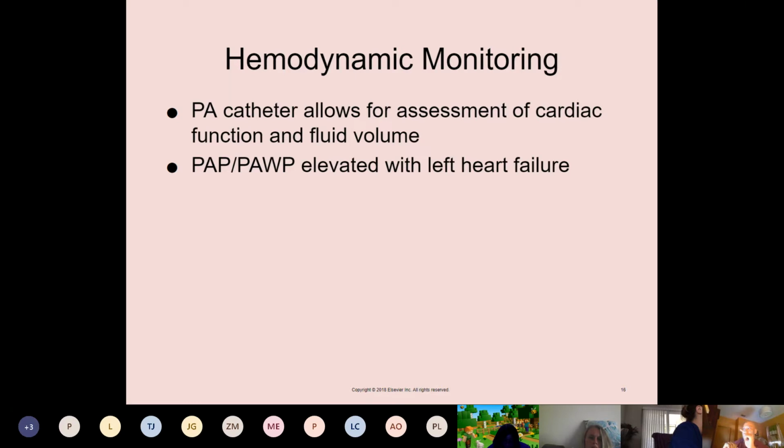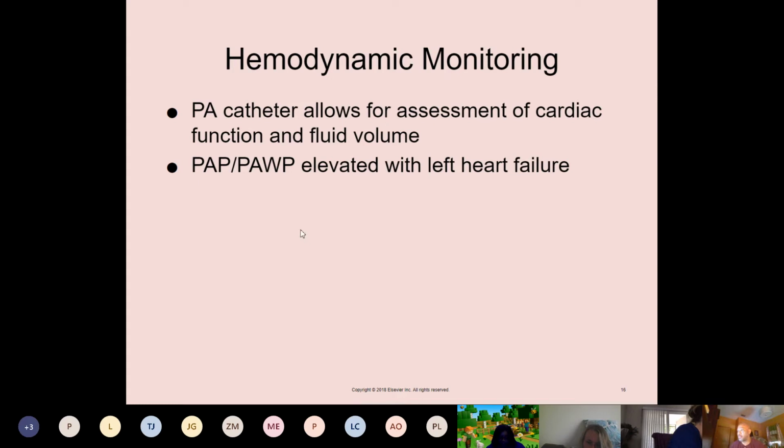When this catheter is placed into the pulmonary artery, it actually measures indirectly the volume on the left side of the heart. So if I want to know what a patient's preload is, it's not a direct measurement, but it would give me a wedge pressure. We call it PAWP, it's a wedge pressure. It tells us what's going on the left side of the heart, but it's indirect.